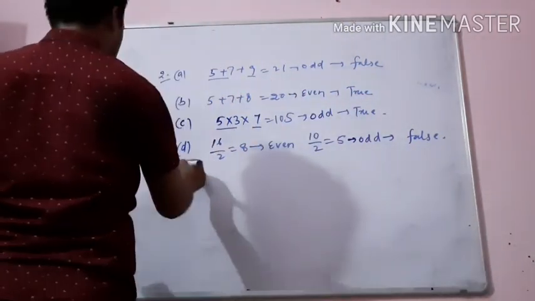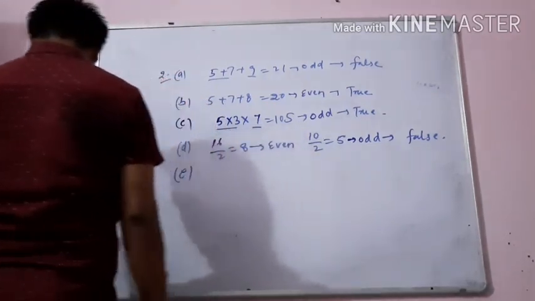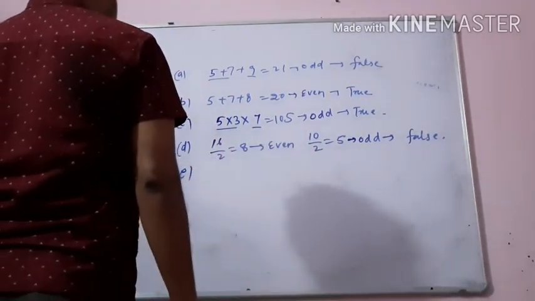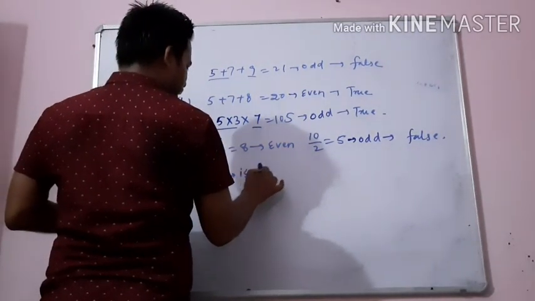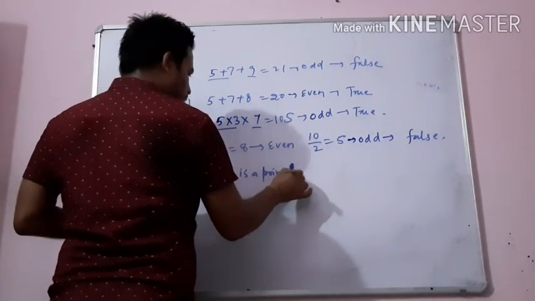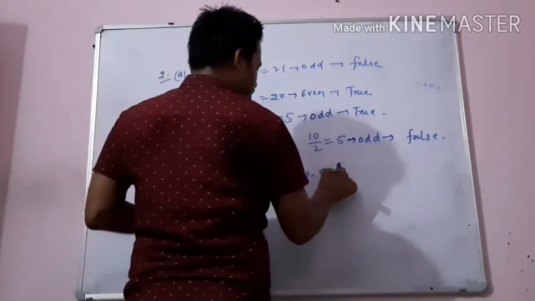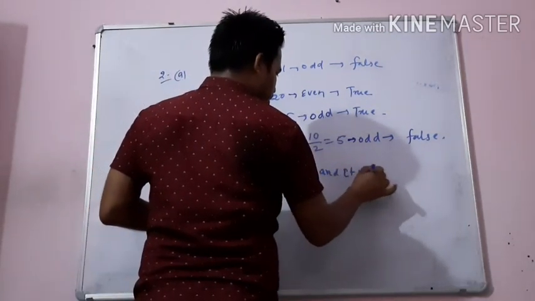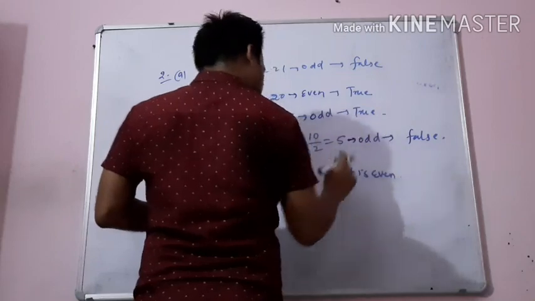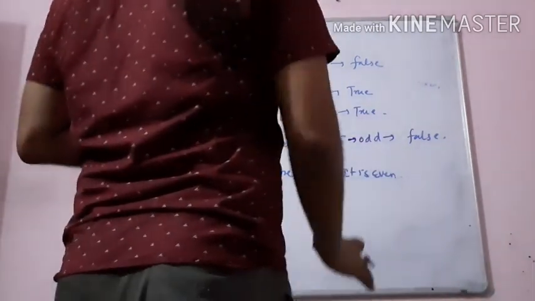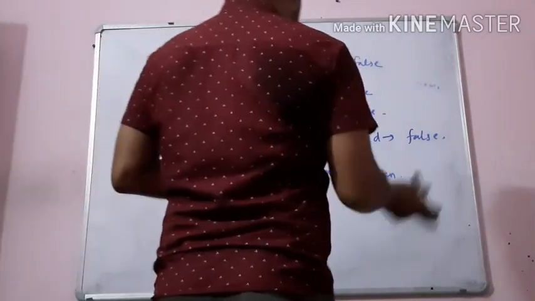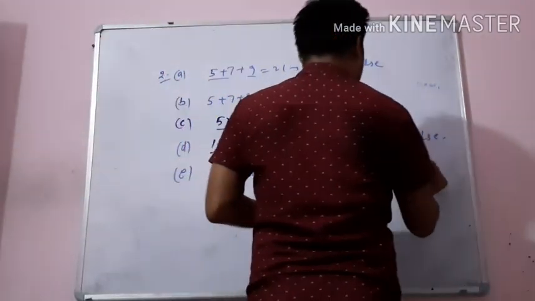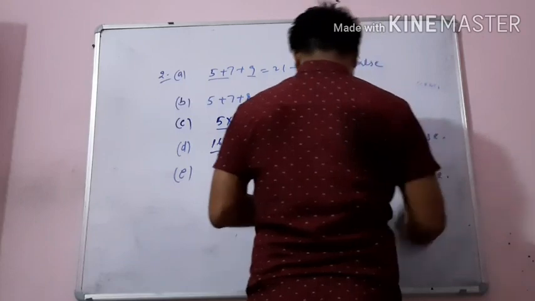Now moving on. E. All prime numbers are odd. No. 2 is a prime number and it is even. So in only one case it is even. So the statement becomes wrong. So for E it will be false.